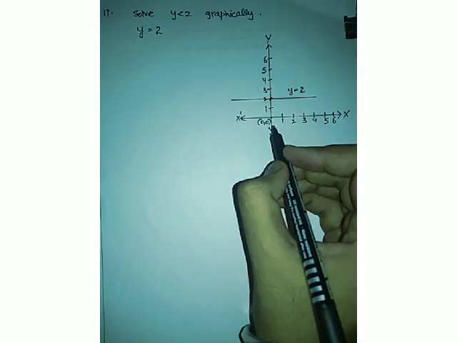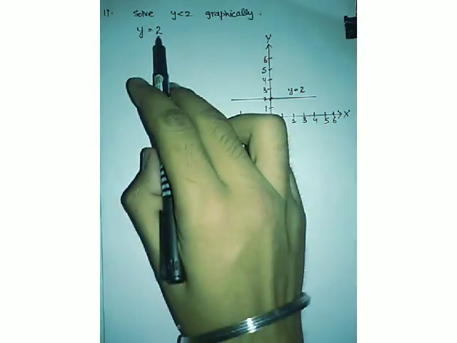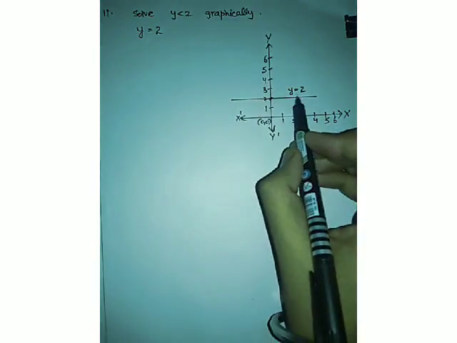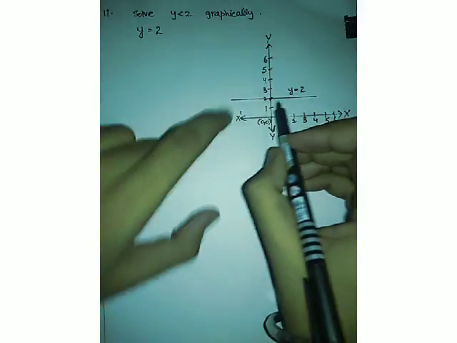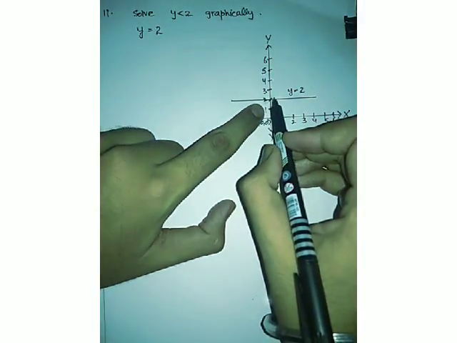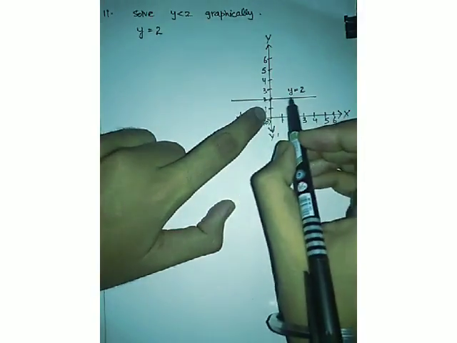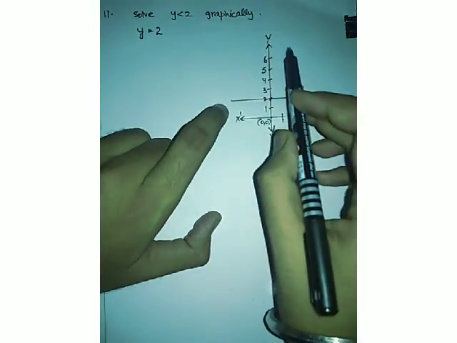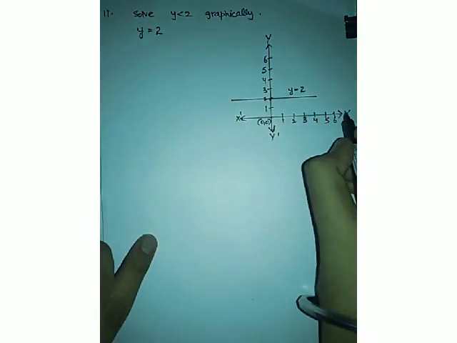y equals 2. So let's plot this. I have plotted y equals 2 on the graph paper. Okay, there is no coordinate of x, that is why y equals 2 will be a straight line passing through the 2 coordinate on the y-axis, and it will be parallel to the x-axis.